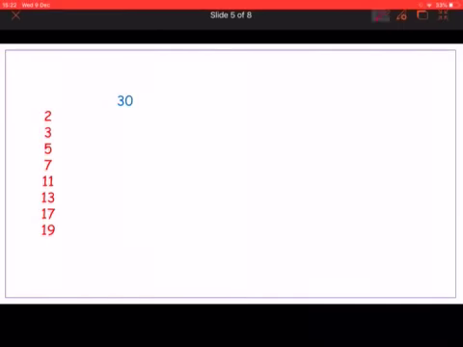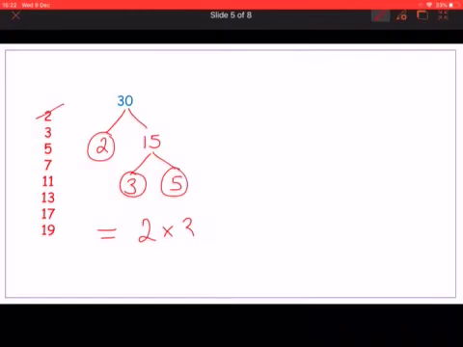Let's have a look at another one. 30. So let's start with the first prime number. Does 2 go into 30? Yes. 15 times. So let's circle that 2 because it's prime. Does 2 go into 15? No. So I'm going to try the next prime number on the list, which is 3. Does 3 go into 15? Yes. How many times? 5. And 5 is a prime number as well, so let's circle that. So my answer this time is 2 times 3 times 5. And that one can't be simplified further.